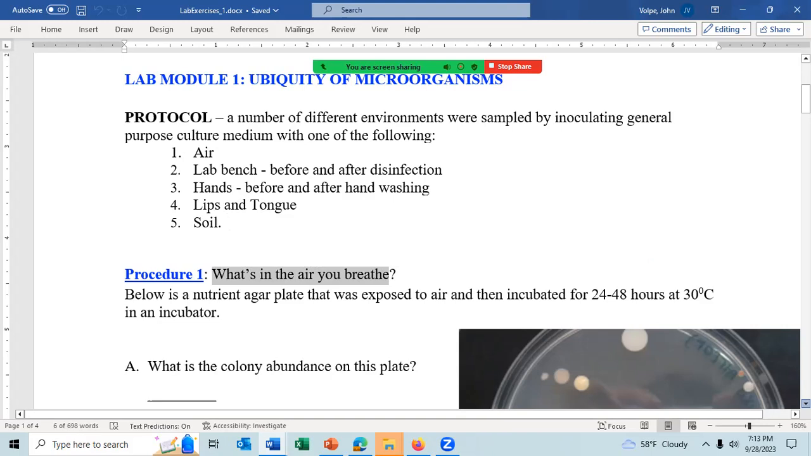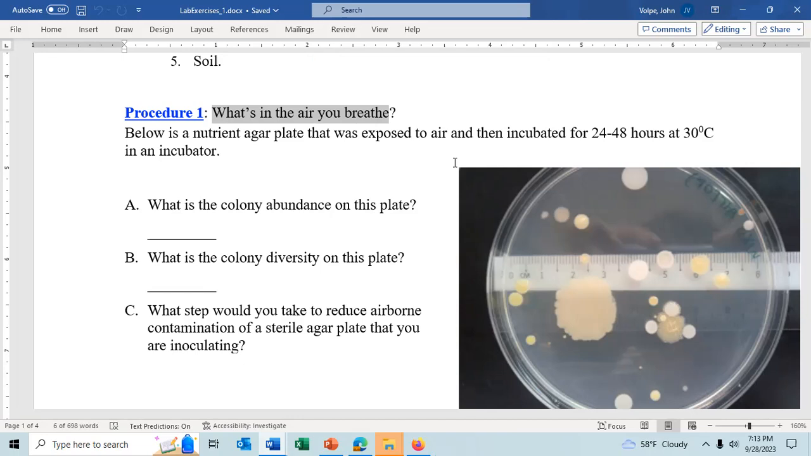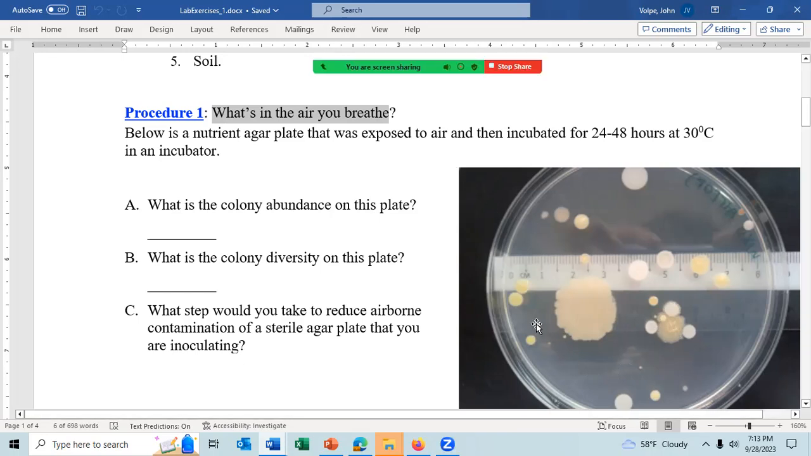So what we do is we open a nutrient agar plate, expose it to the air for an amount of time, and you need at least 10 minutes in the lab, maybe longer, because our air in the lab is filtered and it's fairly sterile. It isn't sterile, but it's fairly clean compared to most other places in the school or other rooms. And then you incubate it for 24 to 48 hours at 30 degrees. And it's asking you, what is the colony abundance on this plate? So answer that there. And then what's the colony diversity?